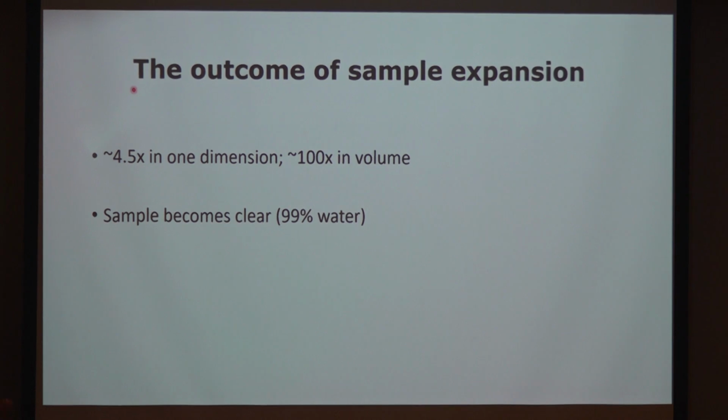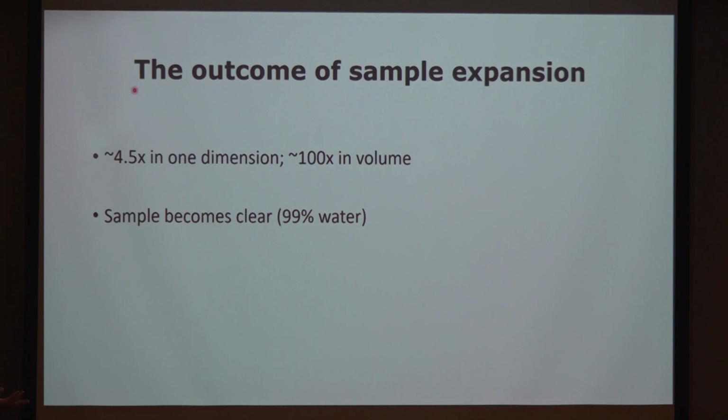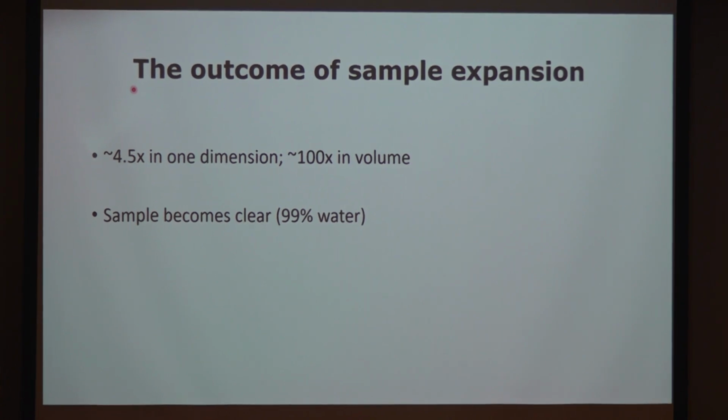Summarizing the outcome of the sample expansion, this was first reported in 2015, and up to a few years ago, expansion microscopy can expand your sample to about 4.5-fold in one dimension, which means that if you times this to 3D, 3 dimensions, you get about 100-fold expansion in terms of volume, and that's a lot. Also, because of the homogenization process, the sample becomes clear because now it's 99% water, and that provides some advantage, which we'll come back to in a few slides.